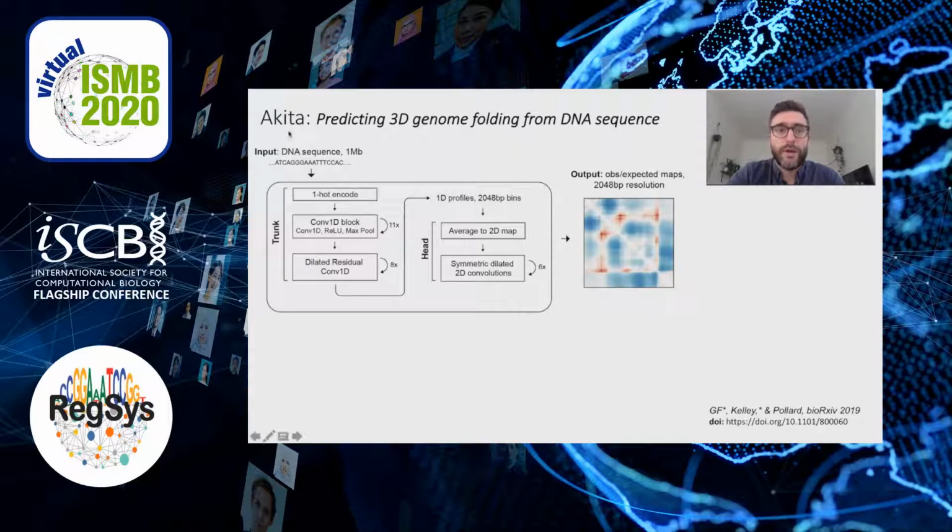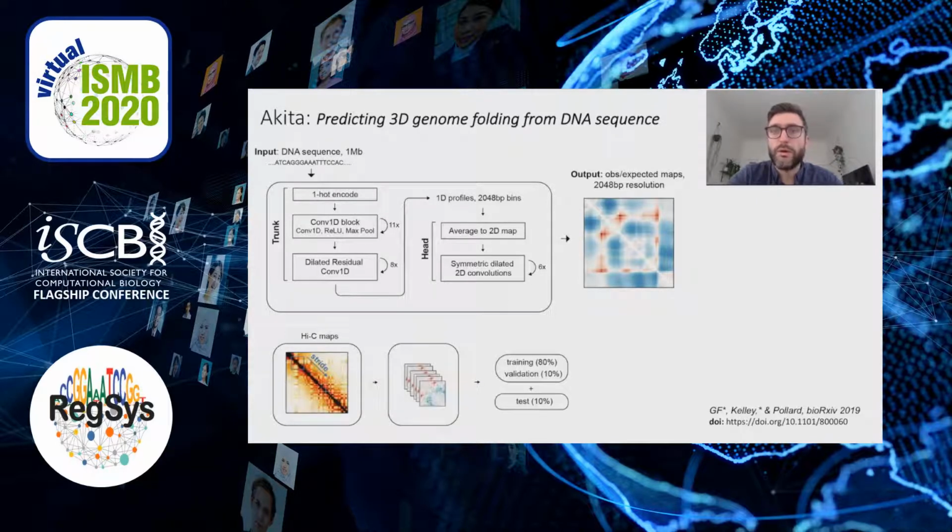So this is the 50,000-foot view of our approach. We take in a megabase of DNA sequence, one-hot encoded as ones and zeros, transform this with many convolutional layers, and output a quantitative prediction for the contact frequency between any pair of regions in that region at 2048 base pair resolution. The network has a trunk, which pools input sequences to the 2048 base pair resolution, and then shares that information across a sequence with dilated residual convolutions, followed by a head that transforms from this land of 1D profiles to the land of 2D maps.